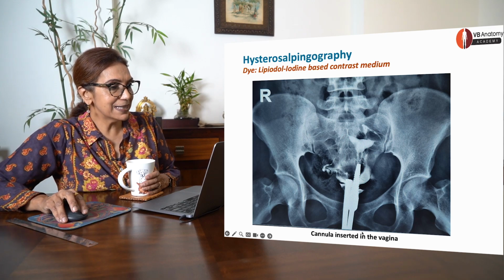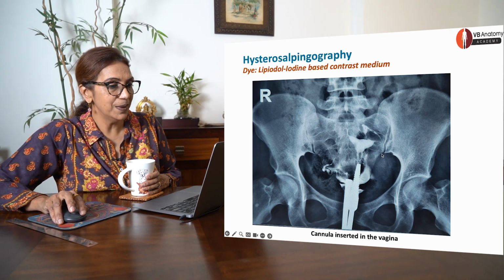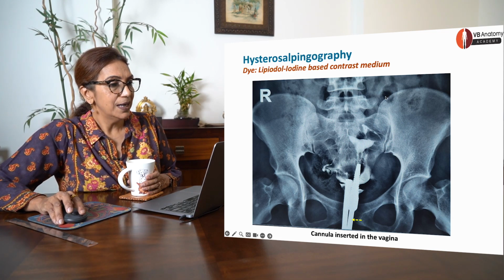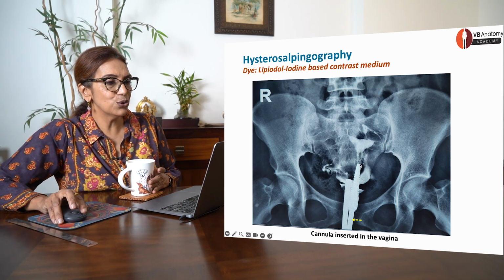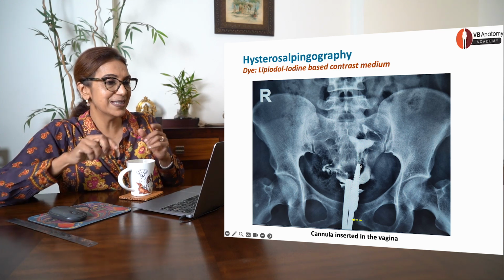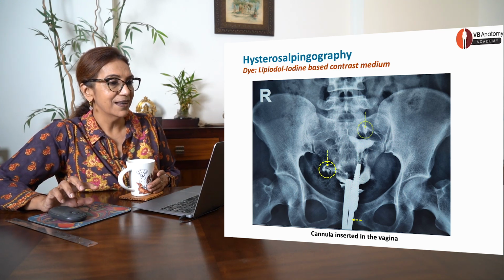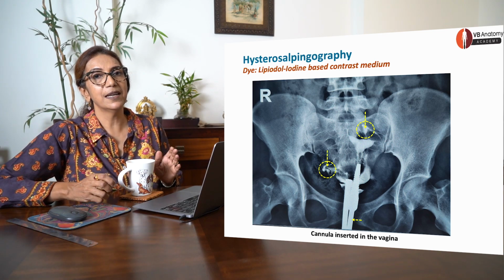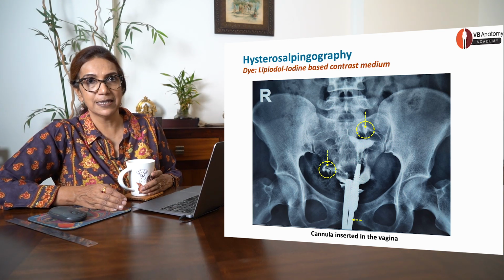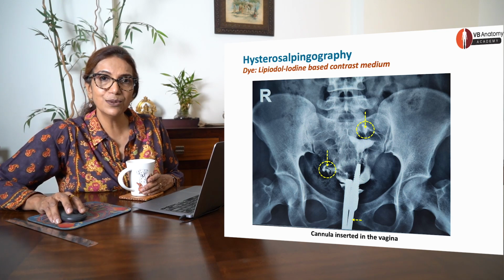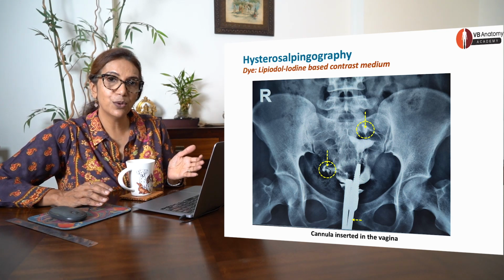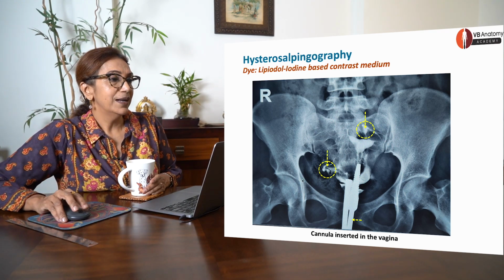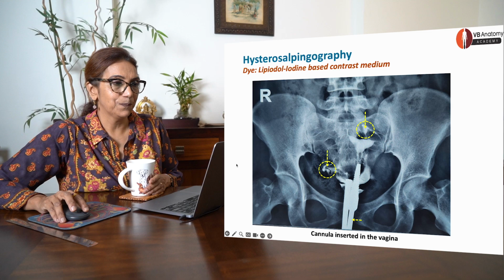Come. So this is a hysterosalpingogram. You're seeing a cannula inserted inside the patient's vagina. Dye has been injected. You can see the dye showing you a triangular section of the uterus. And here are the two spillages of the dye inside the patient's pelvic cavity, indicating that both the fallopian tubes are patent. Have you understood this? This is what is hysterosalpingography. What is the dye used? The dye used is called lipiodol, an iodine-based contrast medium.